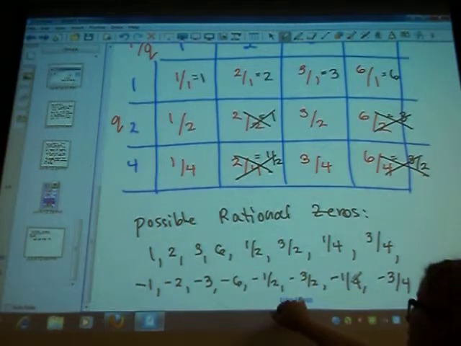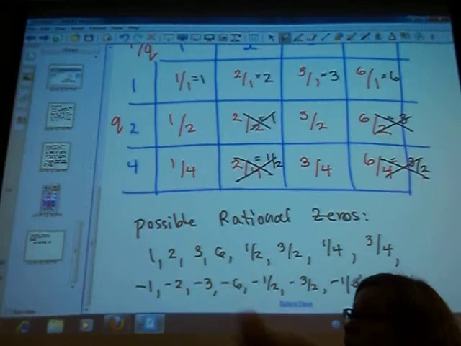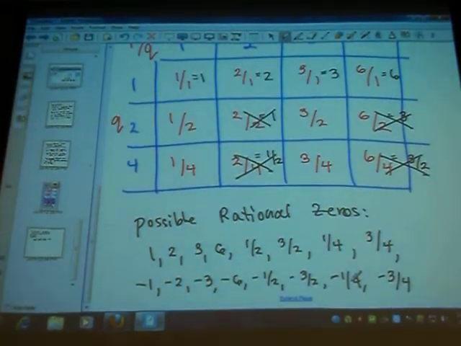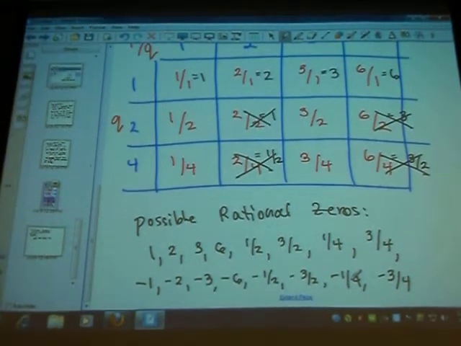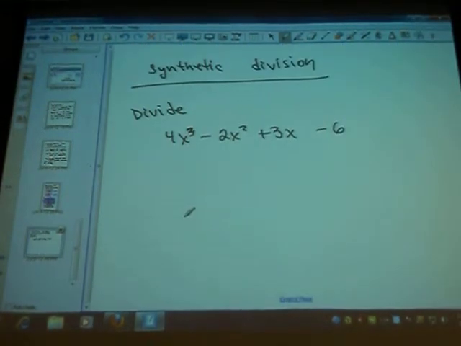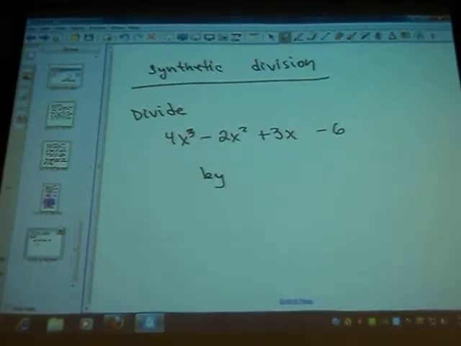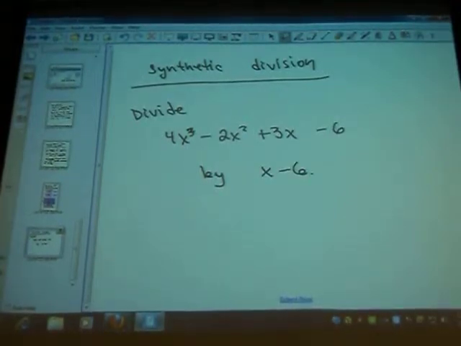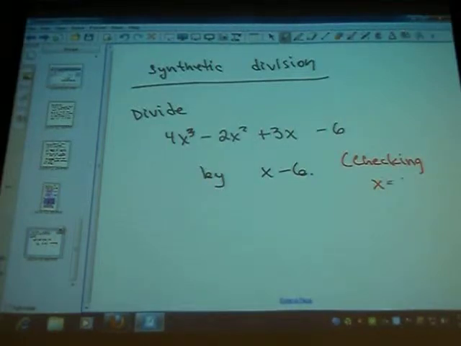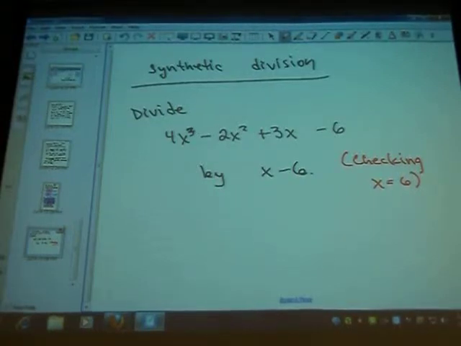So let us try 6. If I want to check that 6 is a 0, then I need to think of this as dividing by the factor of x minus 6. If you divide by x minus 6, you're really checking x equals 6, because 6 is the number I would plug in there to get 0.